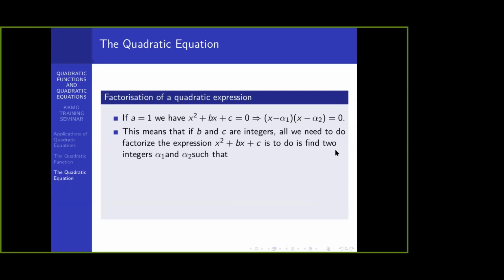So if b and c are integers and we want to find the roots or to factorize this expression, all we have to do is to find two integers, alpha 1 and alpha 2, whose sum is equal to minus b, and the product would be equal to c. So that should be the strategy if you want to find the roots. This process can be quite tedious depending on the value of c. C can have many factors, and that can be quite tedious sometimes to work out.